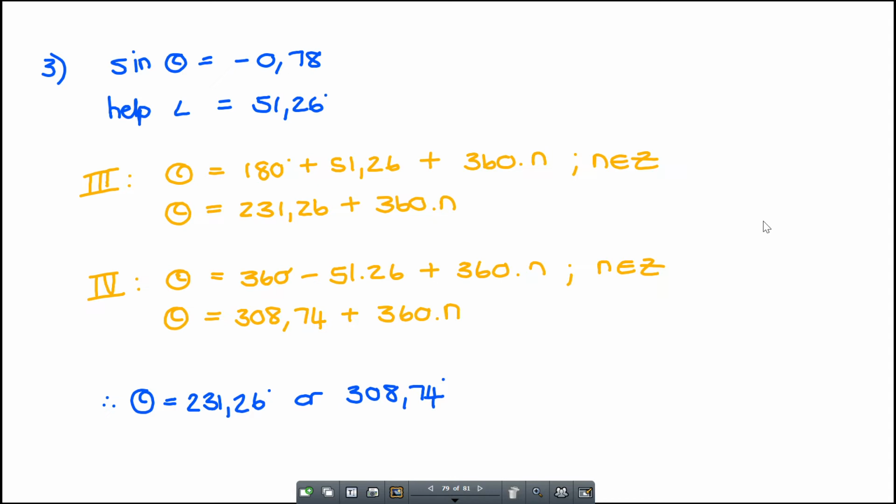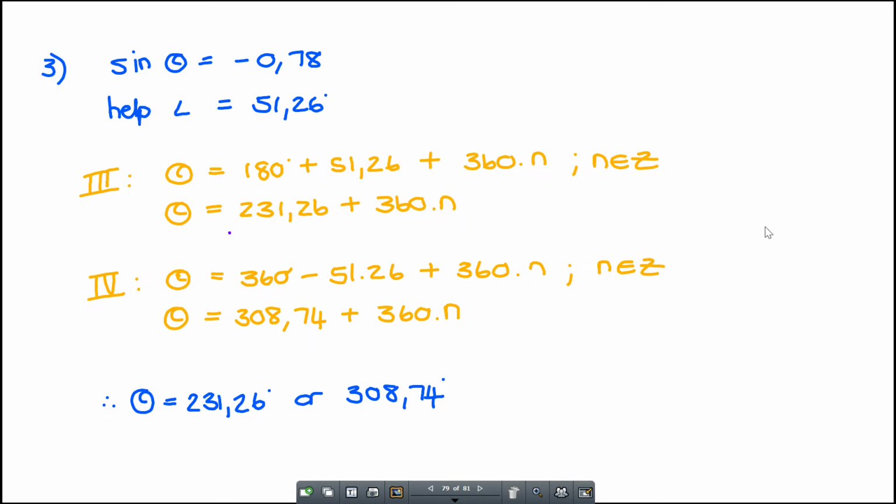Jy moet nou vir my gaan sê, which angles would be between the interval of 0 and 360. Goed, so obviously daai enetjie, 231,27. Then, if I substitute in a 1 over there, dan gaan dit mos wees 231,27 plus nog 360. En dit geef my oor die 500. Nee, so dit lê buite daai interval waarvan ons gepraat het. So that's why I only use the 231.